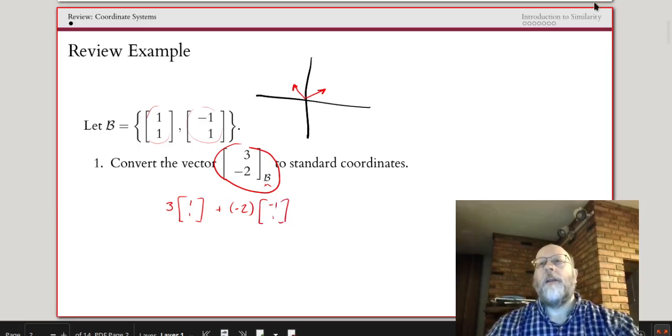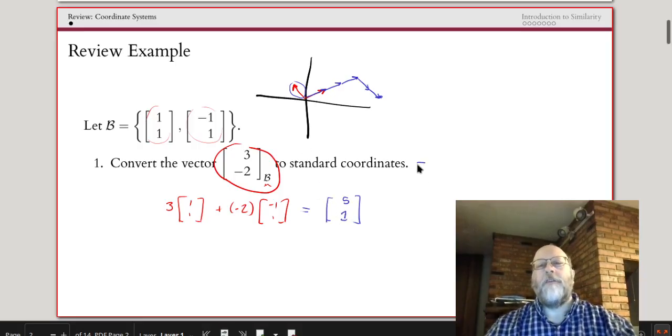Or if we draw that on here, it's taking this vector 3 times and then following it with this vector negative 2 times. And where do we end up when we finish? In the top row, negative times negative is positive, so 3 plus 2 is 5. In the bottom row, 3 minus 2 is 1. And so in the standard coordinates, this is equal to the vector 5, 1: 5 units to the right, and 1 unit up.